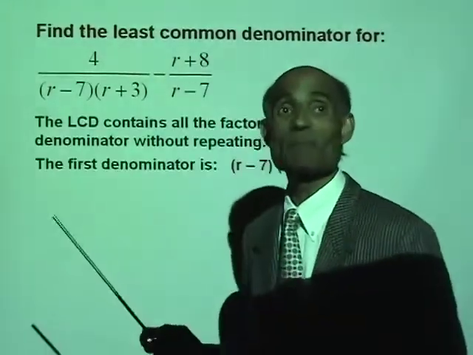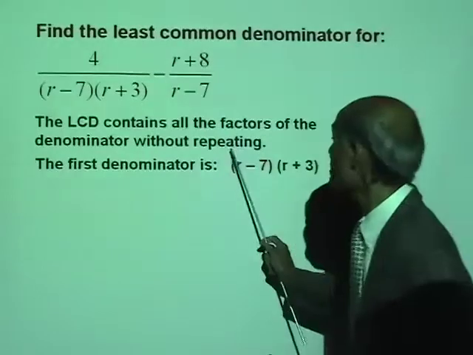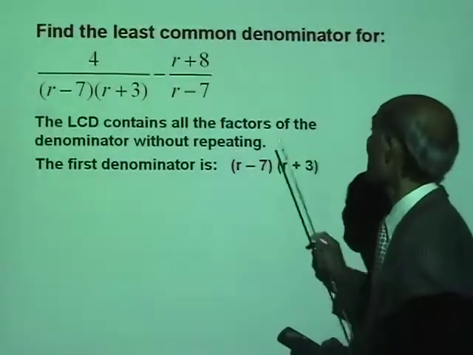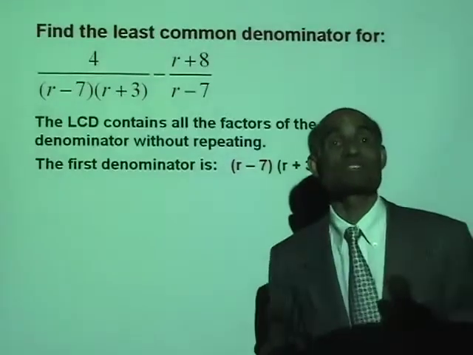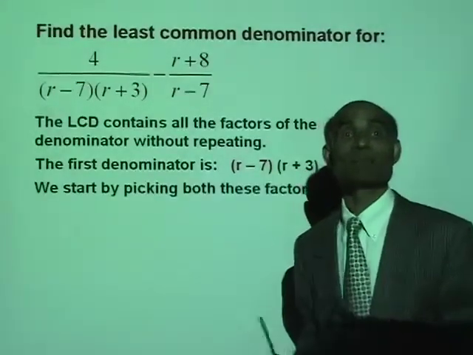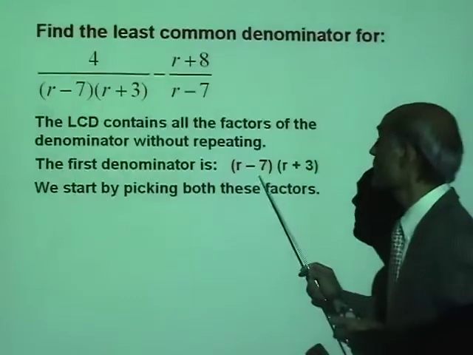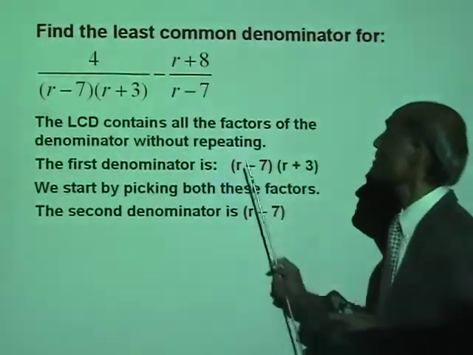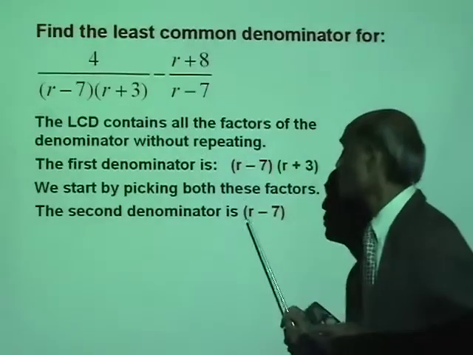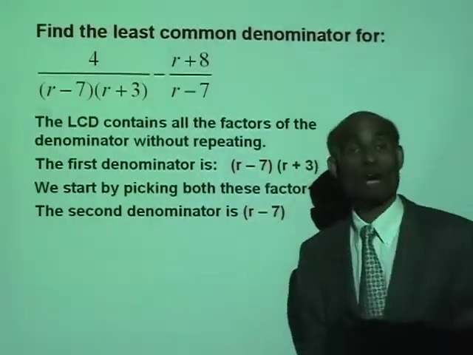So what do we do here? The first denominator is r minus 7 times r plus 3. We will pick both those factors for the LCD. Alright, we start by picking both these factors. And the second denominator is r minus 7. Do we need to pick it for our LCD?